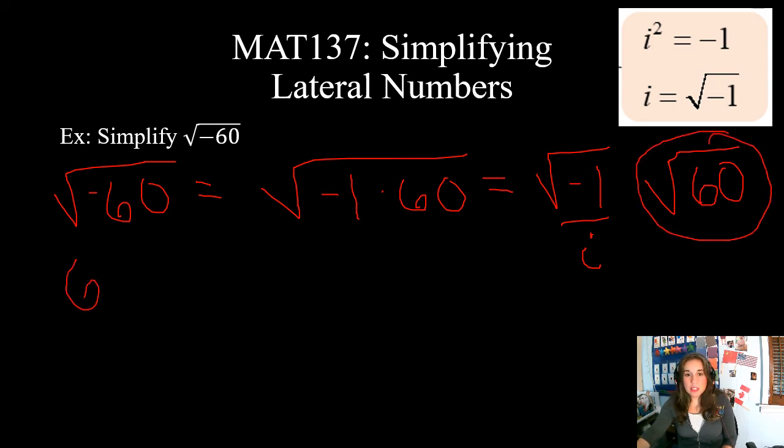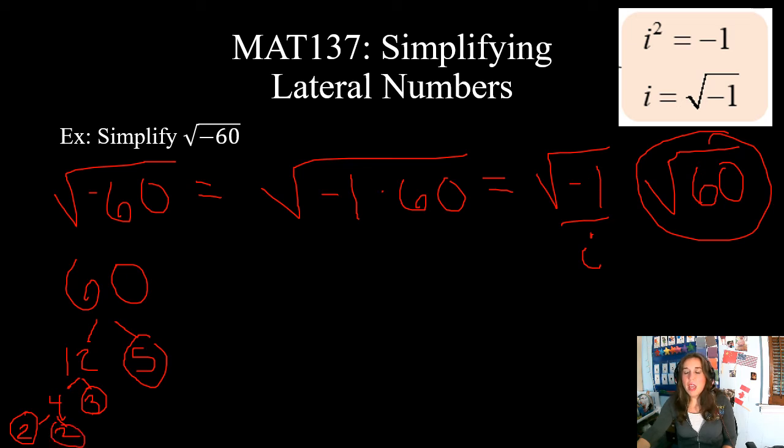So I'm going to take 60 and do my prime factorization. So we have 12 times 5. 5 is prime, 12 is not, so I need to keep going. 4 times 3. 3 is prime, 4 is not, so 2 times 2. Okay, now it is completely prime. And since this is a square root, that means my index is 2, so I'm looking for pairs of numbers that I can pull out.